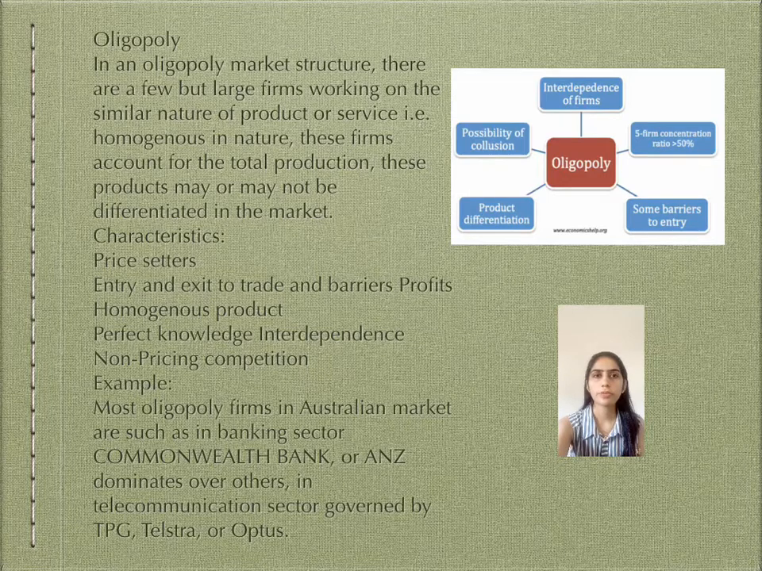Characteristics of the oligopoly market structure include price setters, entry and exit to trade and barriers, profits, homogeneous product, perfect knowledge, interdependence, and non-price competition. Examples of oligopoly: most oligopoly firms in the Australian market are in the banking sector, such as Commonwealth Bank and ANZ, which dominate over others. In the telecommunication sector it is dominated by TPG, Telstra or Optus.